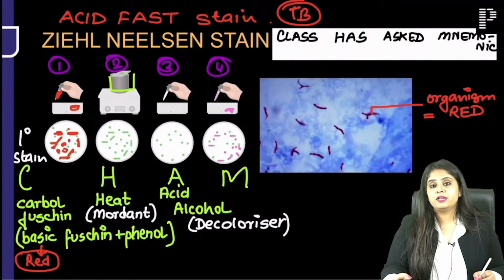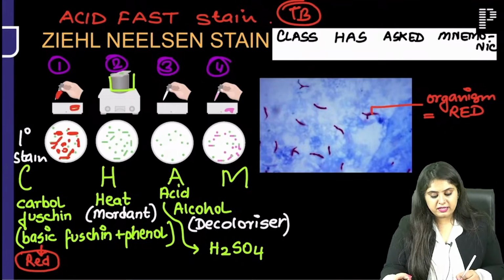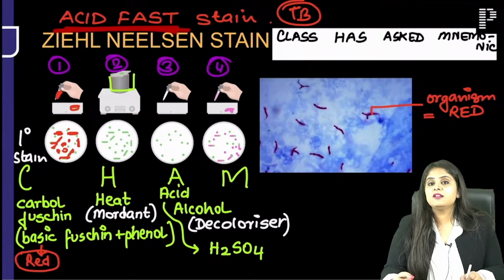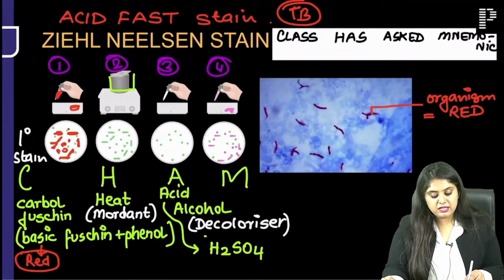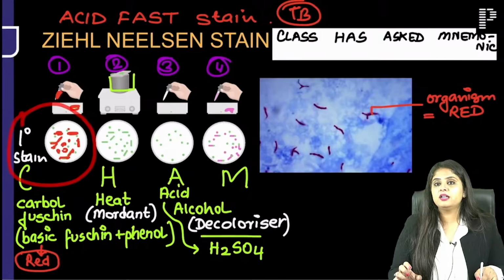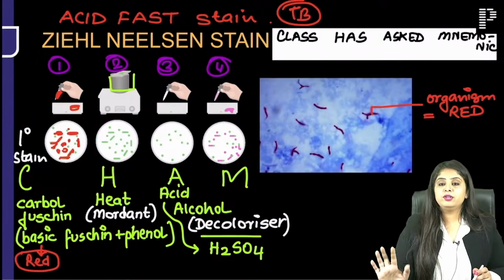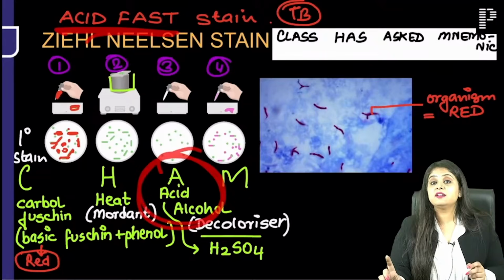So suddenly you will realize, ma'am, which acid is used? Anyone who can tell me which acid is used? It is sulfuric acid that is used. Now you will understand why the name of this stain was acid fast stain, because this is the decolorizer. This will determine whether the bacteria is going to keep the red color or give away the red color. Acid fast was because you are testing it with acid.